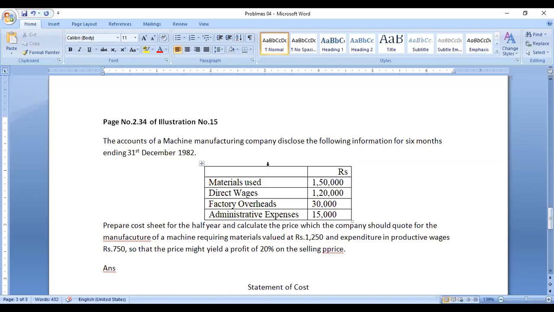And calculate the price which the company should quote for the manufacture of a machine requiring materials valued 1,250 and expenditure in productive wages 750, so that the price must yield a profit of 25% on selling price. So இப்போ என்ன பண்ணணும்? இது கண்டுபிடிக்கணும். ஓகேங்களா? ரைட். ஃபர்ஸ்ட் பார்ட் என்ன செய்வோம்? First part, you have to prepare cost sheet for the half year.